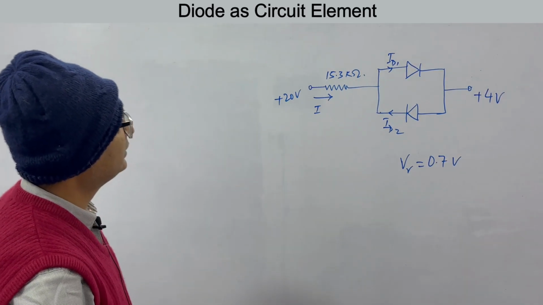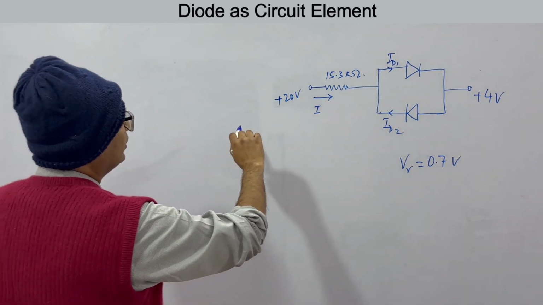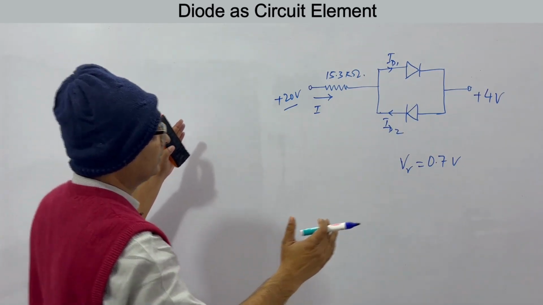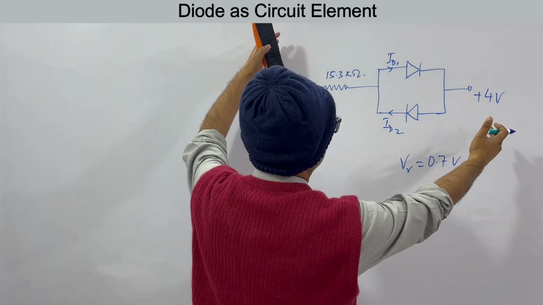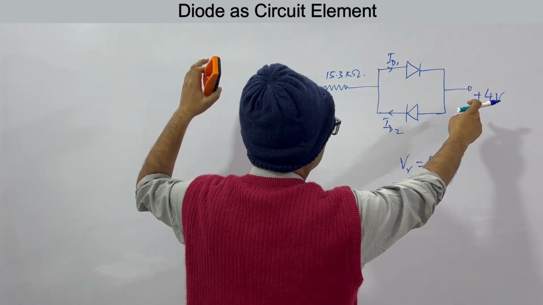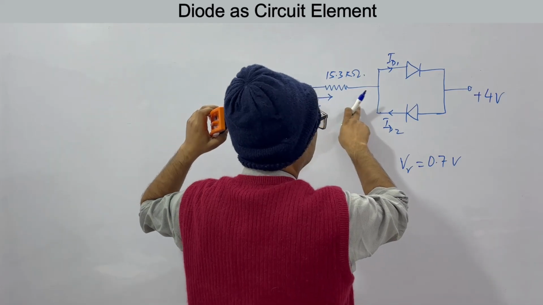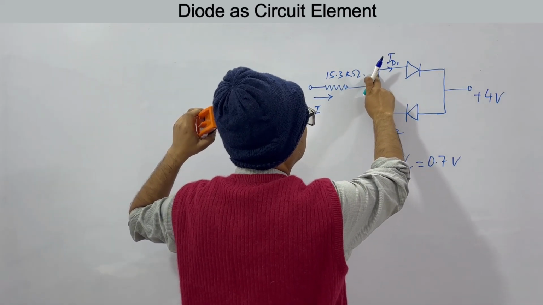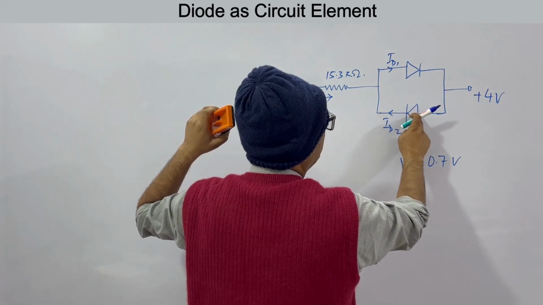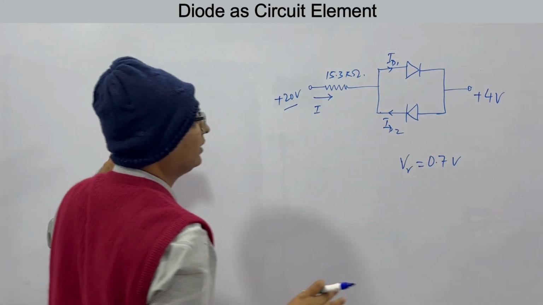It's very easy. See, this is plus 20, this is plus 4 volts. Therefore, the potential is higher on this side. This will be plus, this is minus. When this is plus, this is lower voltage. Current will flow in this direction. When it flows in this direction, this diode will be forward biased and current will cross it, but this one will be reverse biased and it will behave like an open circuit.